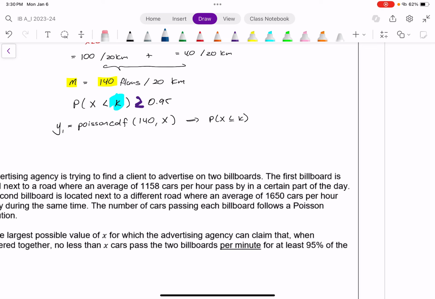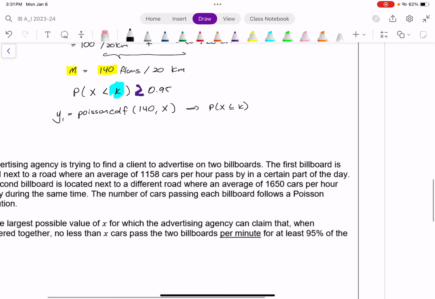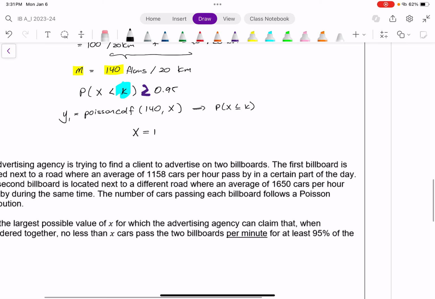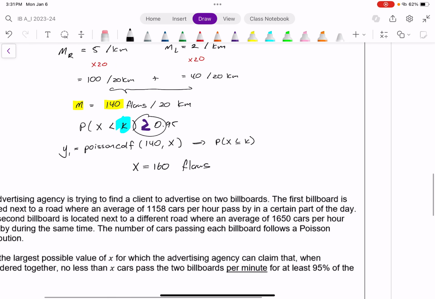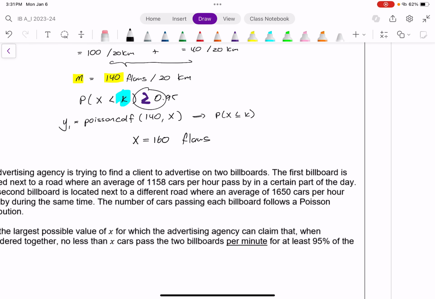If you try to actually graph it, you'll find it's really, really slow. A table's a little bit better, and you can adjust your table settings, and you should quickly find that we get when X is at 160. So 160 flaws. That's the first time it breaks 95%. Everything less than 160 flaws is under 95%, and we want greater than or equal to 95%. And so in this case, we want to budget for 160 flaws.